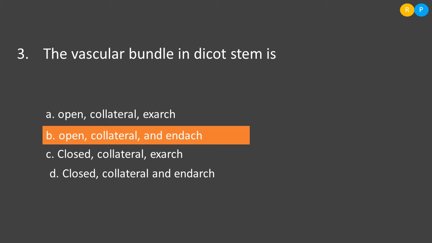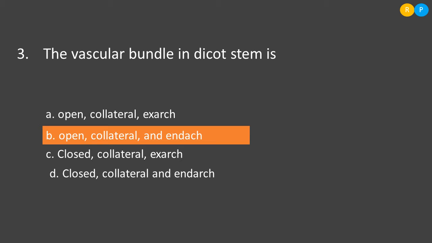This type of arrangement is not there in the dicot stem because in exarch the protoxylem should be present towards the periphery and metaxylem towards the center. Let us move to option B, open, collateral and endarch. Endarch is the kind of xylem arrangement where the protoxylem is present towards the center and metaxylem towards the periphery. The vascular bundle in the dicot stem shows all these characteristic features, that means it is open, collateral and endarch. So the correct answer is option B.